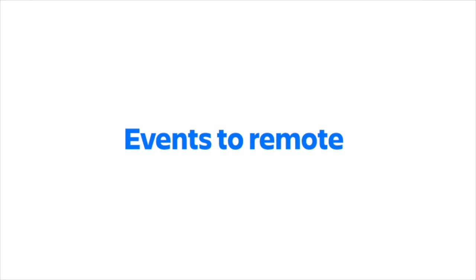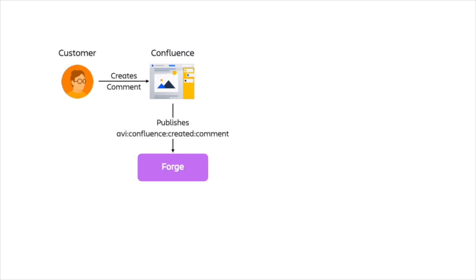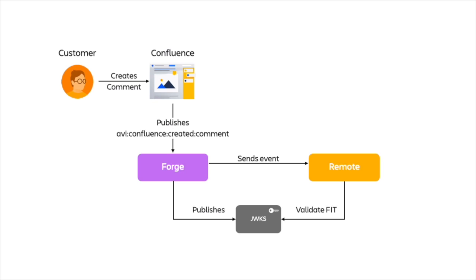Switching over to the event side of things, it's quite similar, but also a little bit different. In this flow, you've got your customer, and rather than interacting with your Forge app directly, let's say they're leaving a comment on the Confluence page. That means Confluence is going to publish that created comment event, which will send to your Forge app, but it's actually going to go out to your remote backend. You're going to do the same thing. You're going to check the authorization header, get the invocation token, check it against the public key.